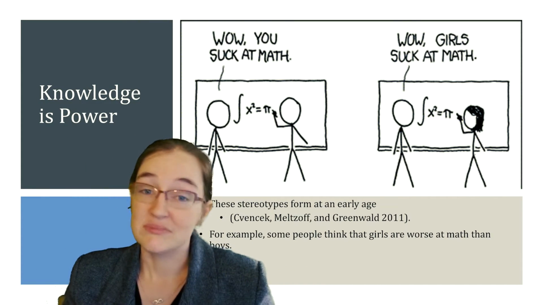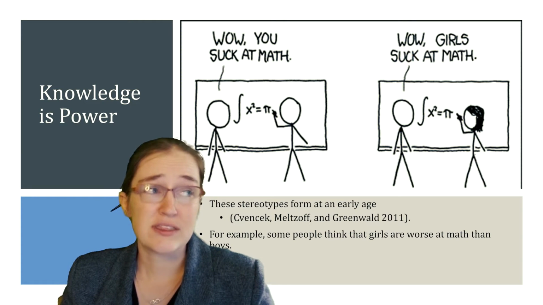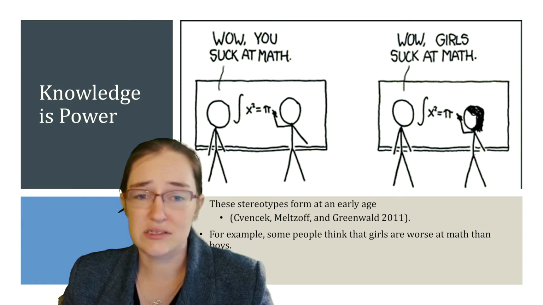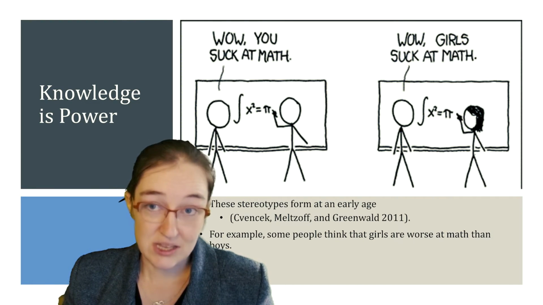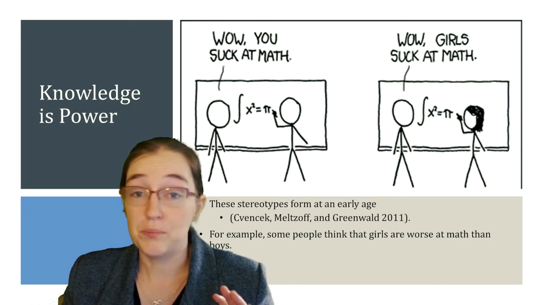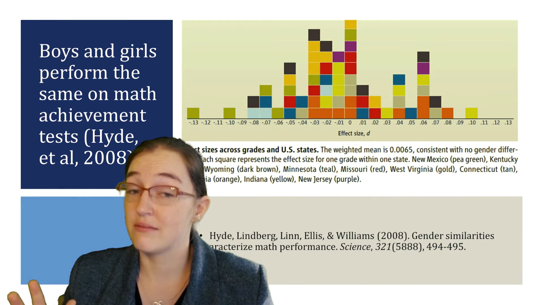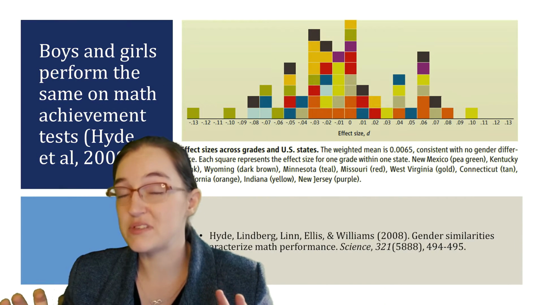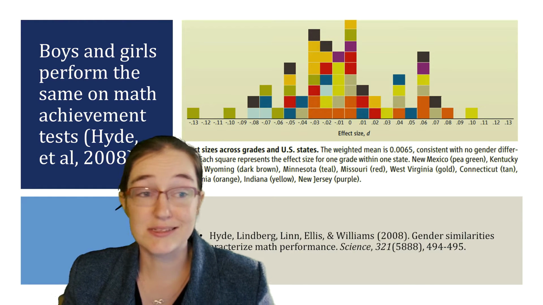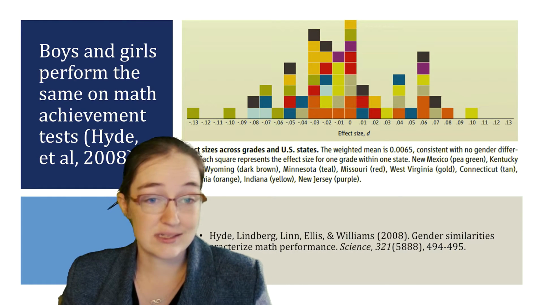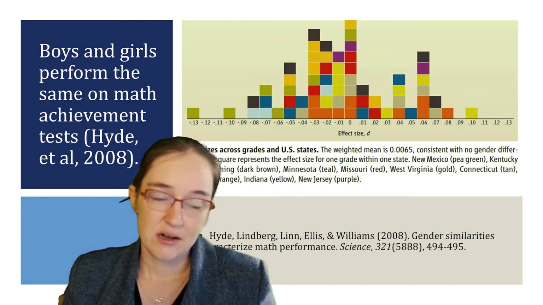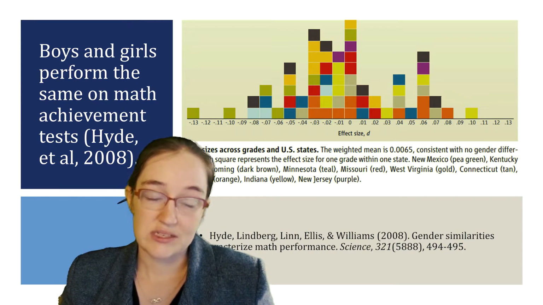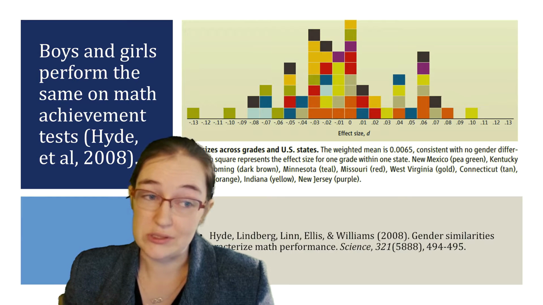So these happen at an early age. There's this idea that girls are somehow worse at math than boys. And actually, next slide, please. Boys and girls perform the same on math achievement tests. This distribution here is of effect sizes, and we'll learn about those later, but what they show is the difference between boys and girls.